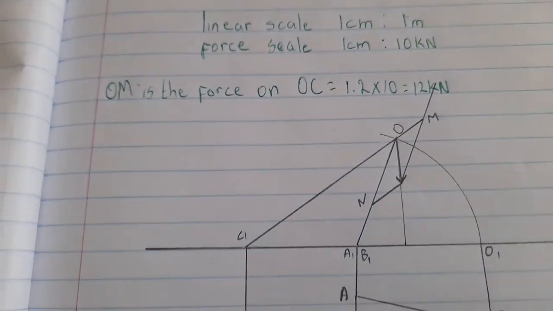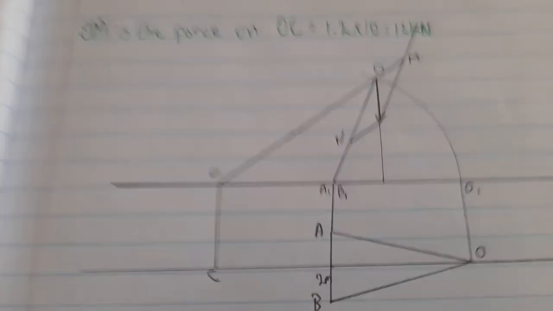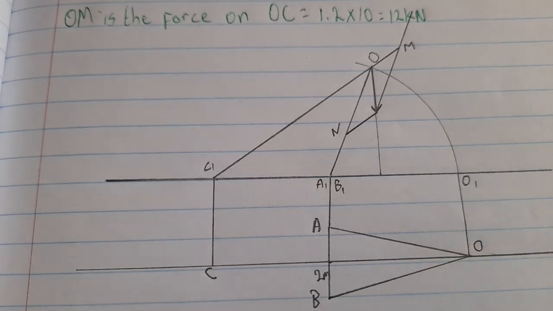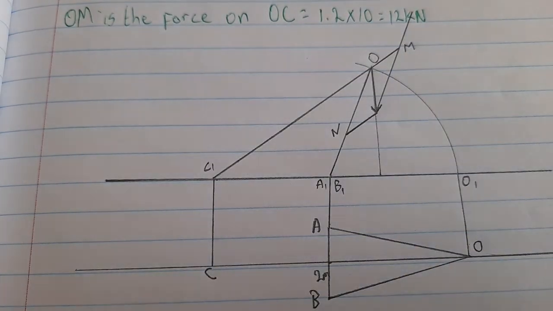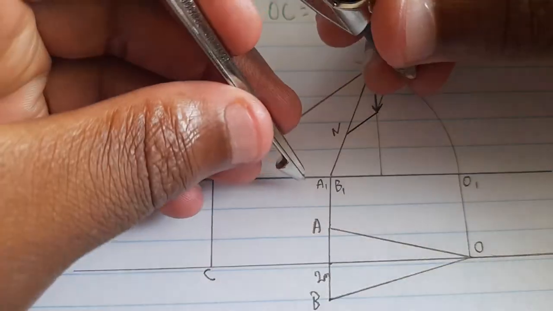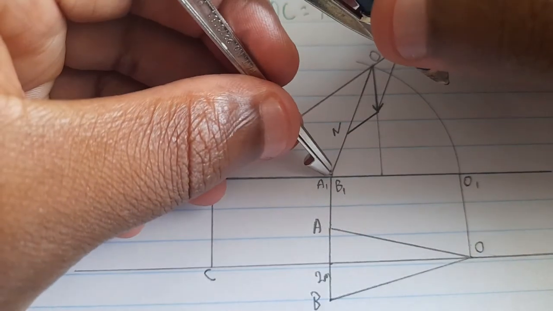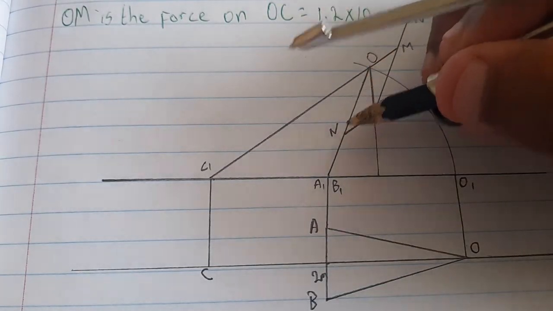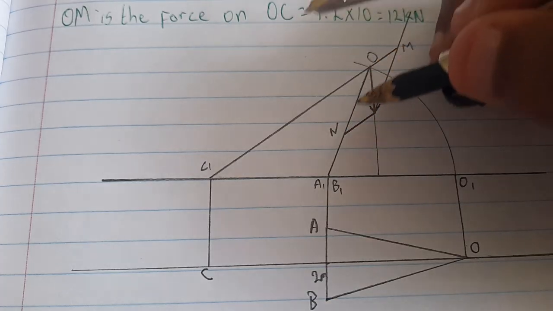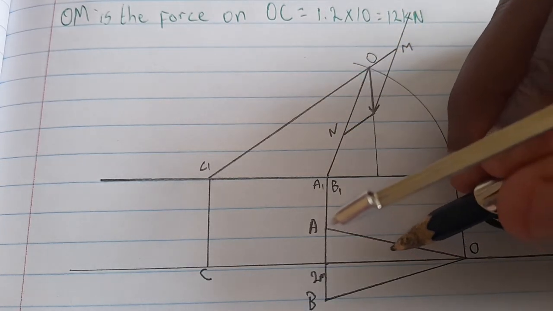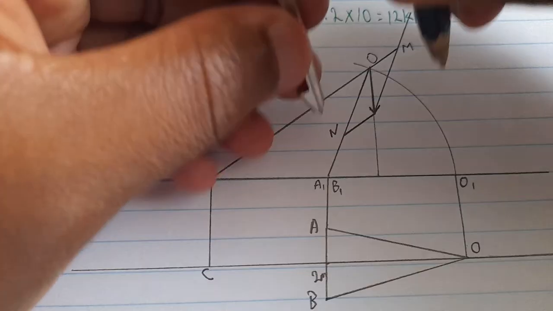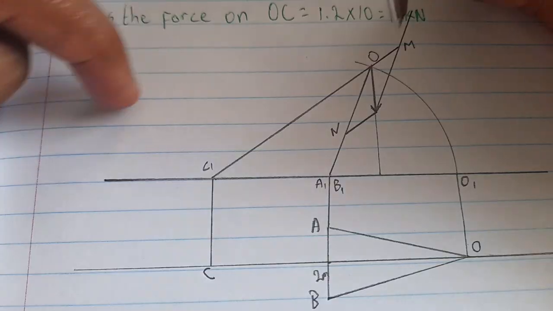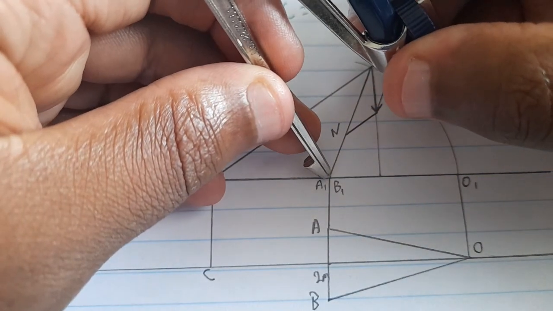All right, now we need to go get the force on the shear legs now. Okay, in order to do that, we're gonna need a compass again. Okay, so set up your compass. And then place it on AB. Okay. Because actually ON is the force on the shear legs. But we want to determine it on here, on the top view, not on the side view. On the side view, we only determine the backstay.